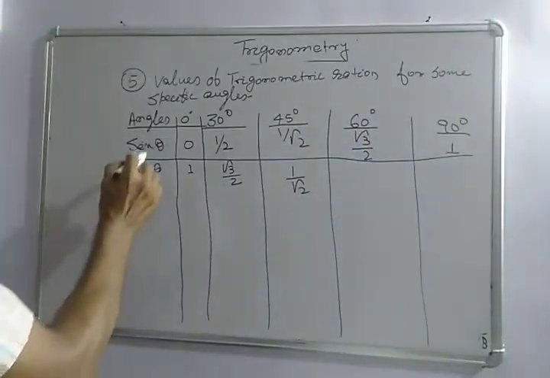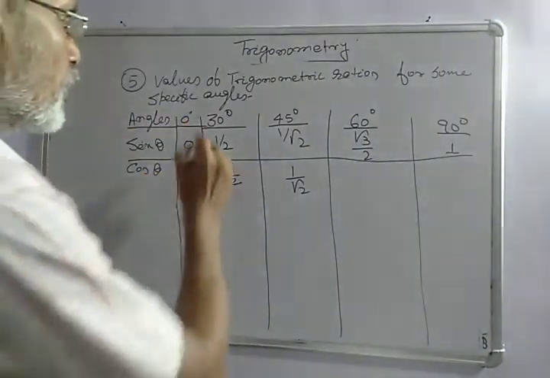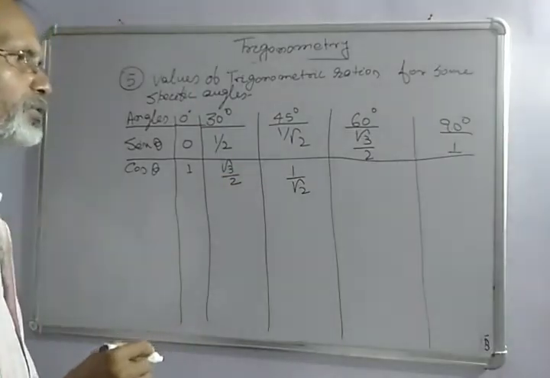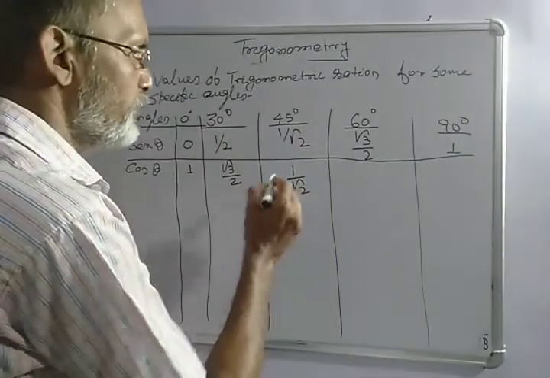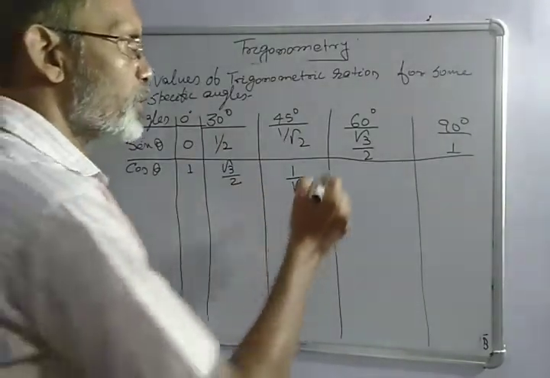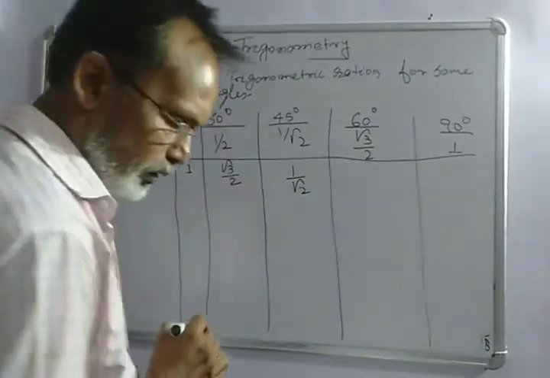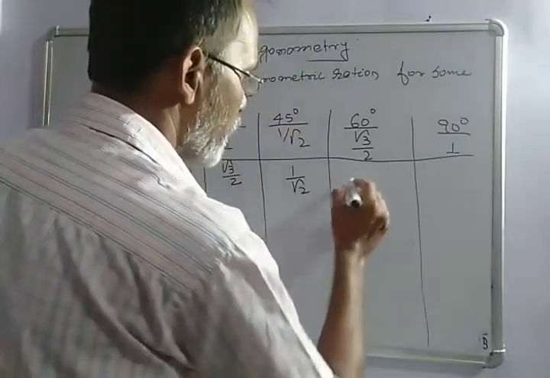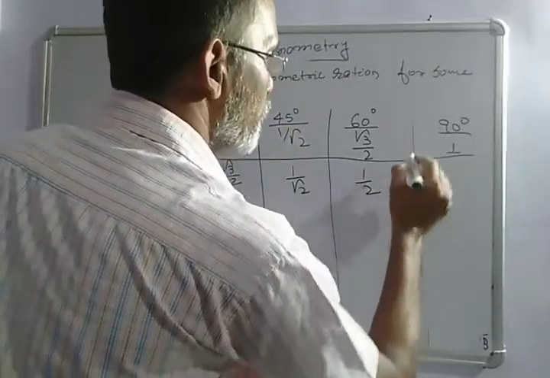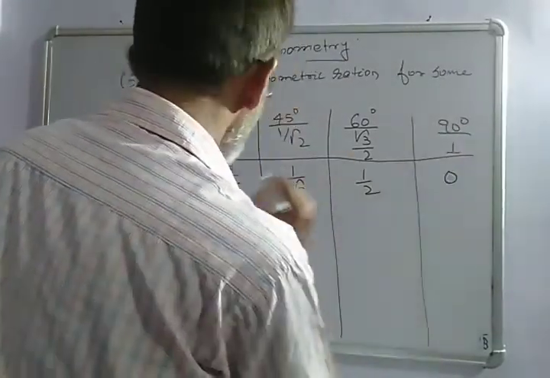Then cos 0 is equal to 1. Cos 30 is equal to root 3 by 2. Cos 45 is equal to 1 by root 2. Cos 60 is equal to 1 by 2. Then cos 90 is equal to 0.